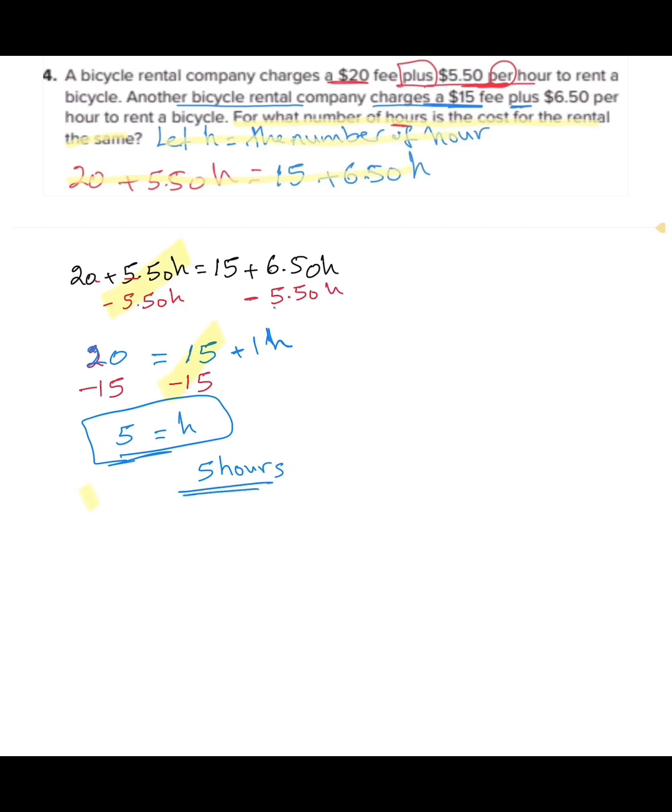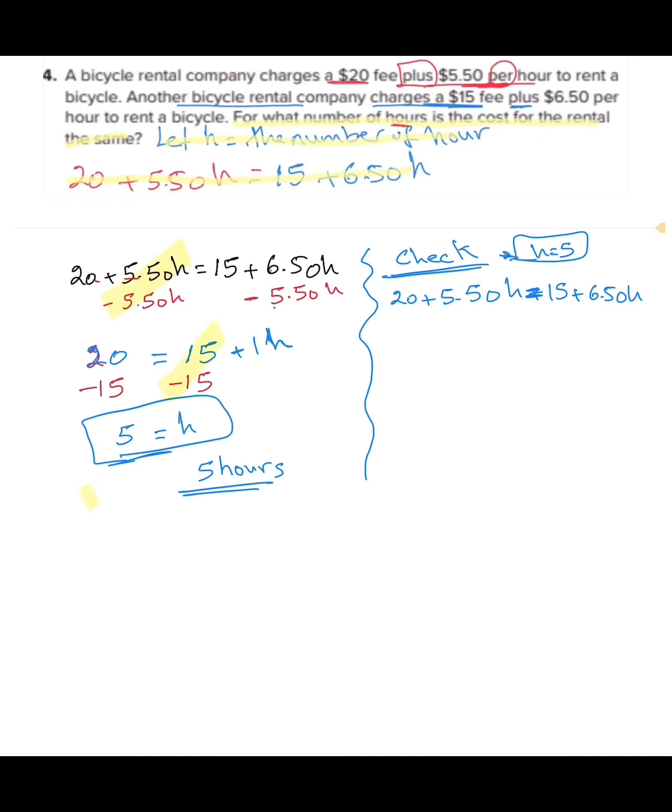In the beginning of the question they write: solve the equation for each exercise and check. I'm sorry I didn't check for questions 1, 2 and 3, but you must check. Let's check number 4. As we said, first write the formula: 20 plus 5.50h equals 15 plus 6.50h, as h equals 5.